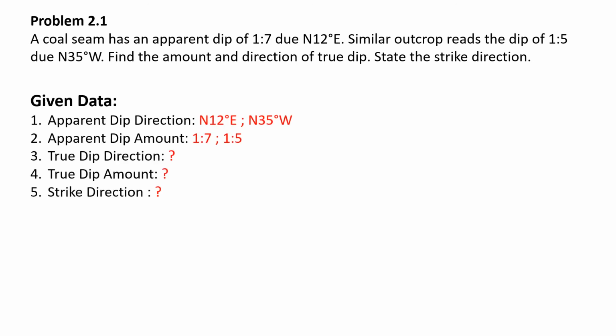Let's see what is given. They are given apparent dip directions. There are two apparent dips. One is north 12 degrees east and another is north 35 degrees west. Respectively, for north 12 degrees east, this is the amount, and for north 35 degrees west, this is the amount. From this, we have to find out the true dip direction, the true dip amount, as well as the strike direction. Let us solve this problem.